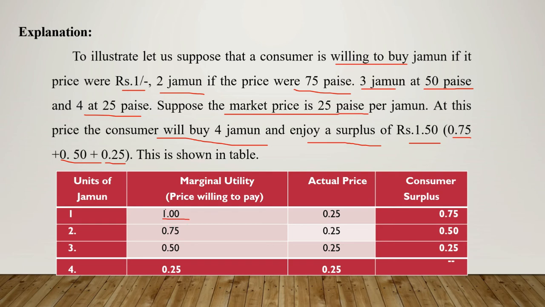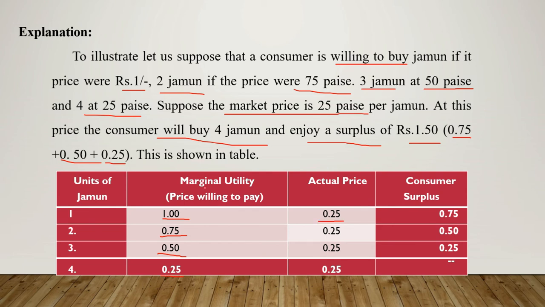The price willing to pay is also called marginal utility. At the second unit, he is willing to pay 0.75 rupees, or 75 paise. At the third unit, he will pay 0.5 rupees, or 50 paise. At the fourth unit, he will pay 0.25 rupees, or 25 paise. The actual price is 0.25 rupees.